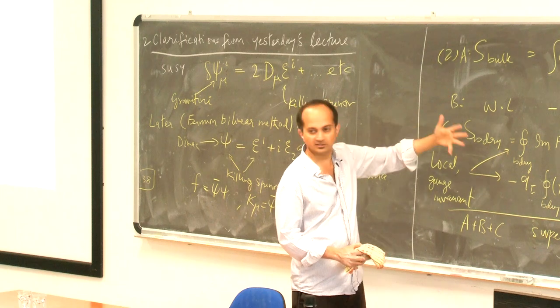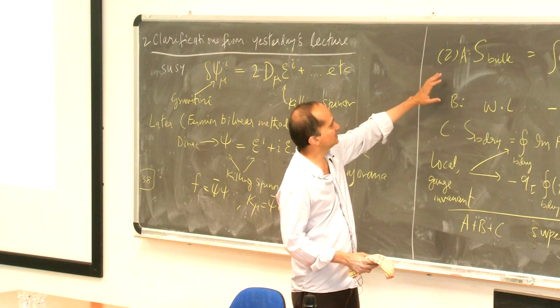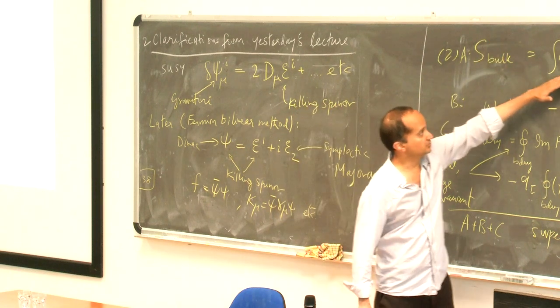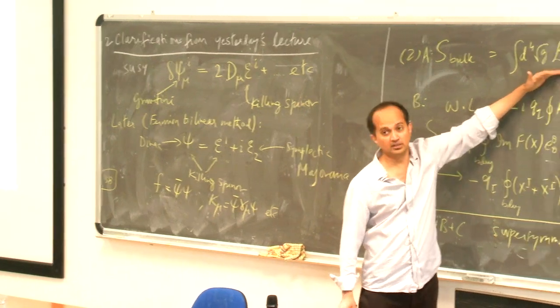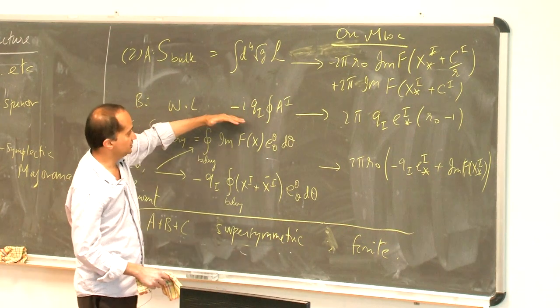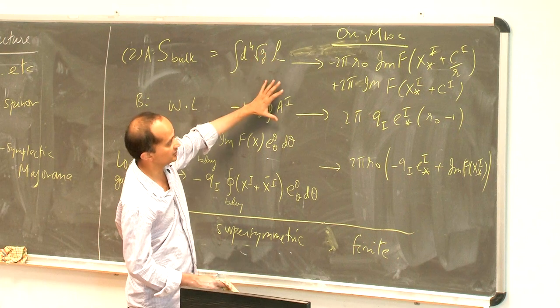The other one was a slightly more serious one. It's just that I didn't write enough yesterday because I was out of time. So let me clarify it. So there are three parts of the action. The bulk action, which is the usual one, which is given to you. I wrote it down two lectures ago. The boundary, the Wilson line, and the boundary action. The bulk action and the Wilson line I spent enough time on.